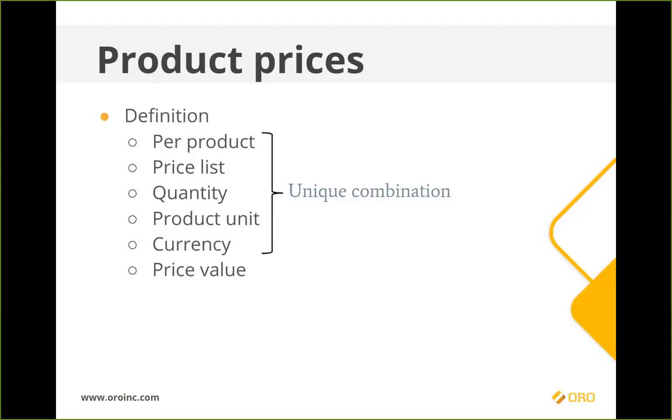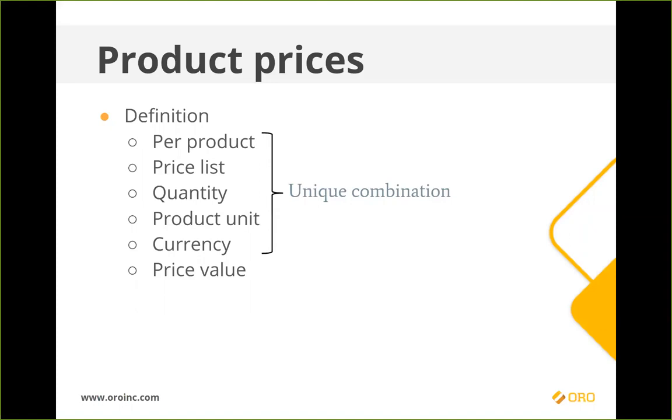Then we have product unit. We have already seen this one in scope of the product topic, but let me remind you, product unit or unit of quantity is the measure of quantity you may use in OroCommerce. For example, when you are selling a wine, you may sell it in bottles, in boxes, in containers, in pallets, and so on. And these units of measurement, boxes, bottles, and so on, are product units.